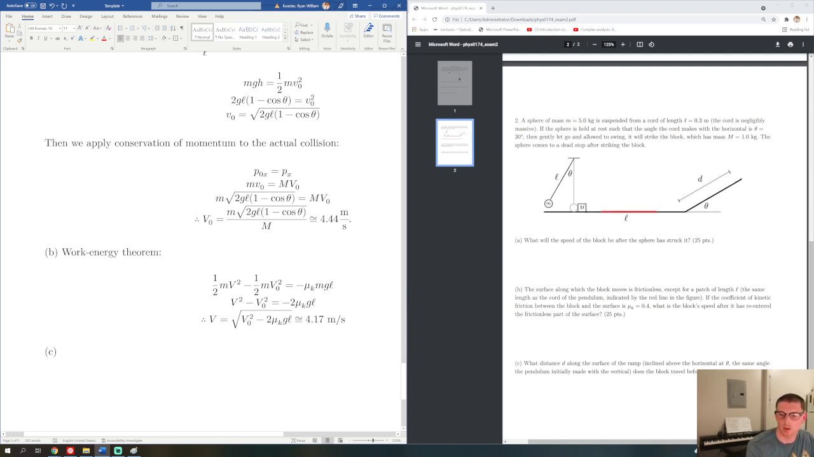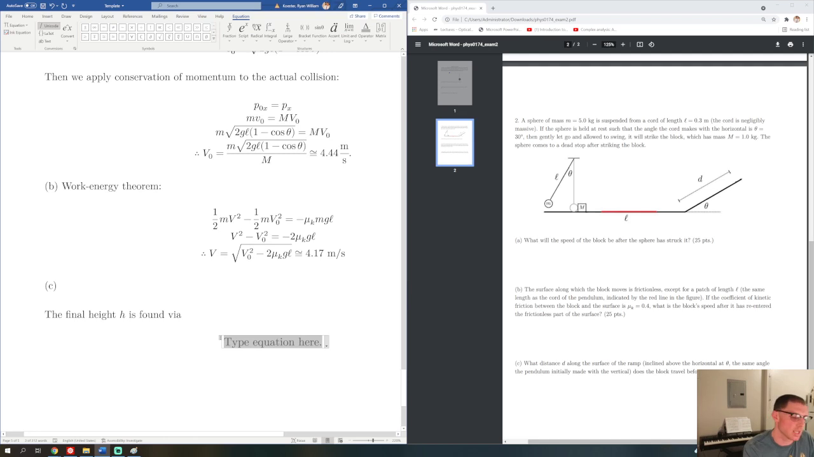Let me just knock this out really quickly. So we have to do this thing, right, where we solve for the height of the triangle. Oh no, wait. Yeah, we do have to do this, right? Because the final height h is found via this, right? It's found from saying sine of theta equals h over d, right?